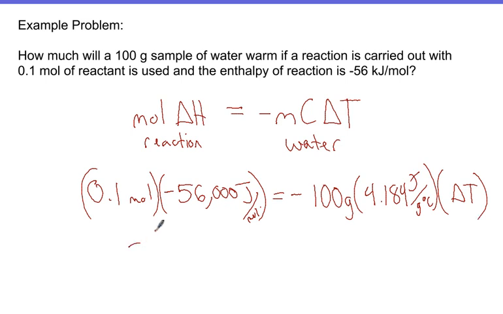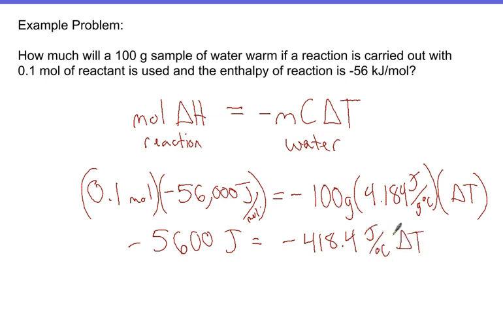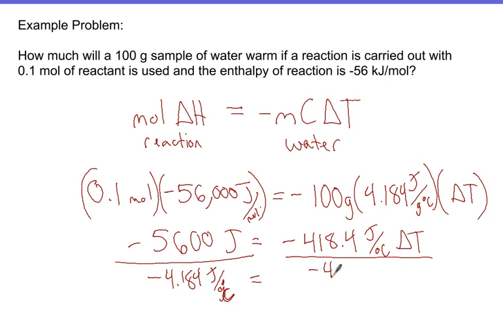Okay, so again on this side I would get negative 5,600 joules, and on this side I would have negative 418.4 joules per degree Celsius times the temperature change. So if I divide both sides by negative 418.4 joules per degree Celsius, I'll end up with units of degrees Celsius. And so it would be 13 degrees Celsius. Okay, so hopefully you're able to get those sample problems to work out. You'll be working some similar problems tomorrow in class.